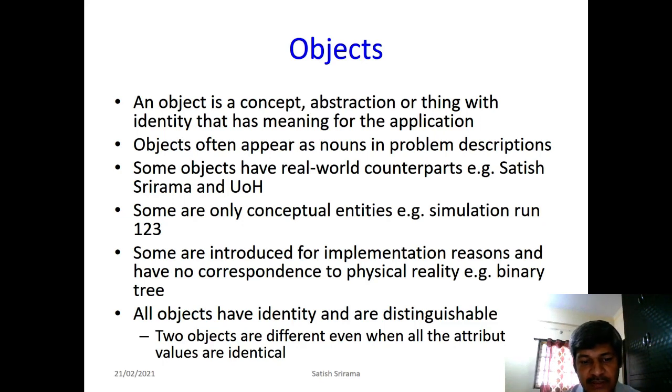We have already discussed that all objects have identity and they are distinguishable. Even though two objects have all their attribute values identical, even then they will not be the same. Even in terms of language constructs, we will see how it is, say for example in Java, a little bit later. So these are the concepts about objects.